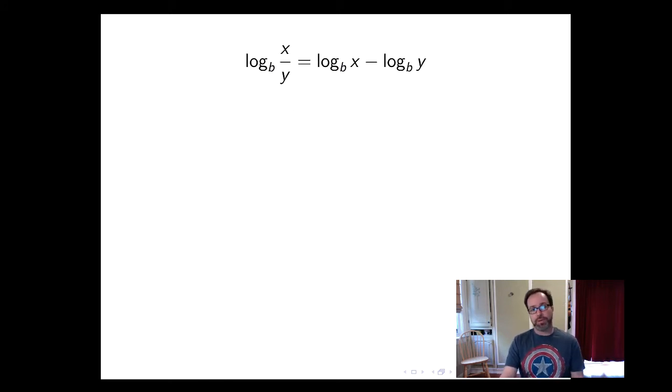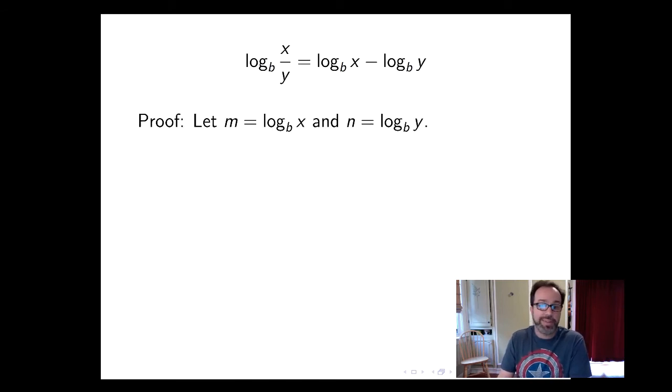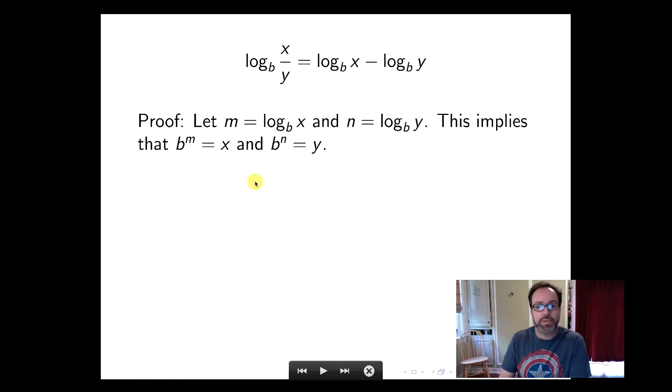So the second property of logarithms says that the log base b of x divided by y is equal to the log base b of x minus the log base b of y, so that the log of a quotient is the difference of the logarithms. And I'm going to start this proof the exact same way. I'm going to let m be the log base b of x and n be the log base b of y, which implies that b to the m is equal to x and b to the n is equal to y. That is the exact same thing that I wrote at the beginning of the previous proof.